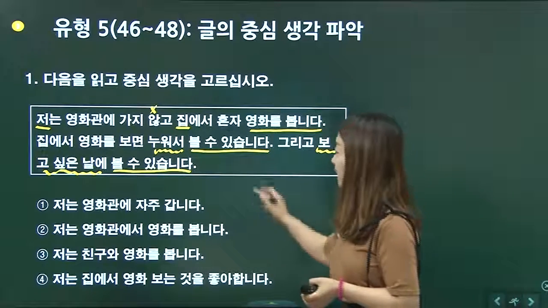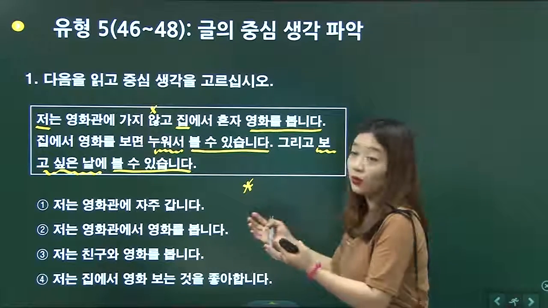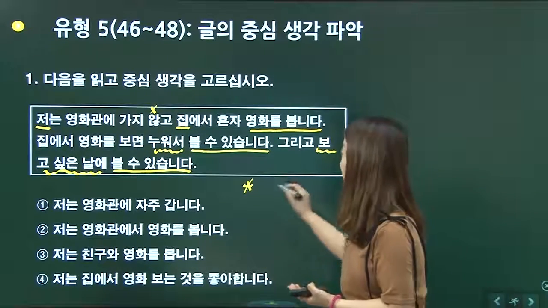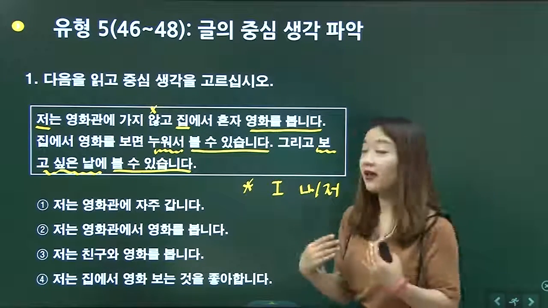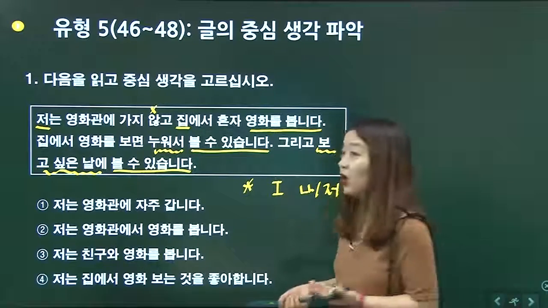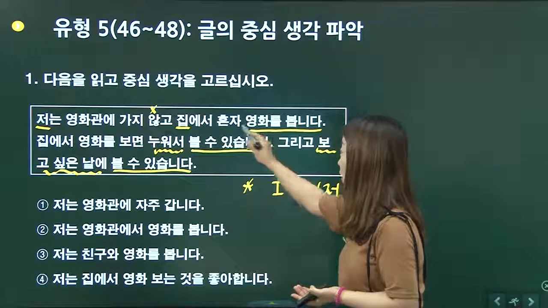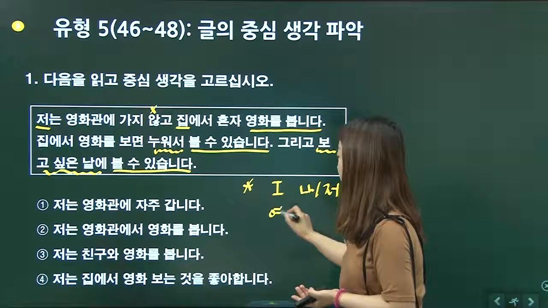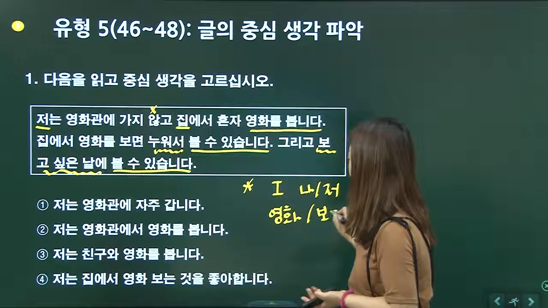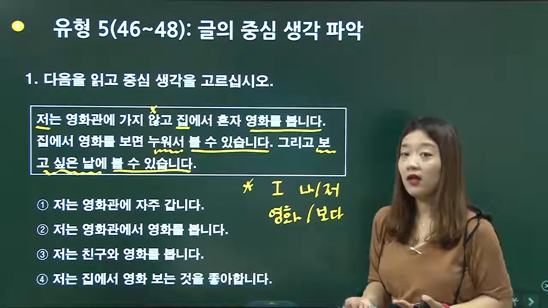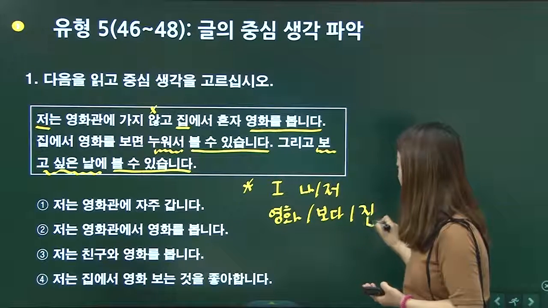Okay, so we can summarize the main point. Who is the story about? About me, I, right? 나 or 저. I am the main person, right? And what do I do? I watch a movie, right? 영화를 봅니다. And where do I watch a movie? 집에서.